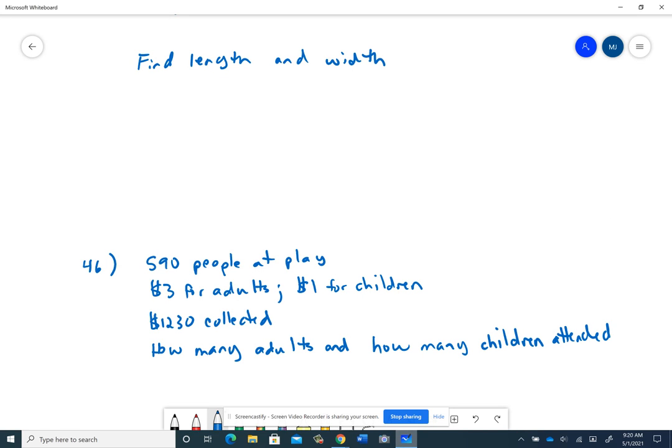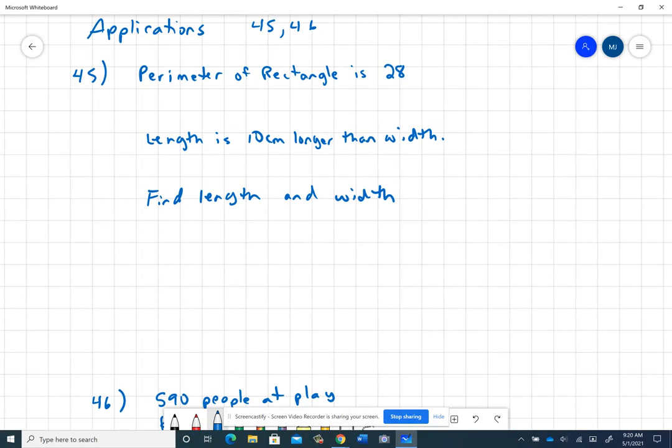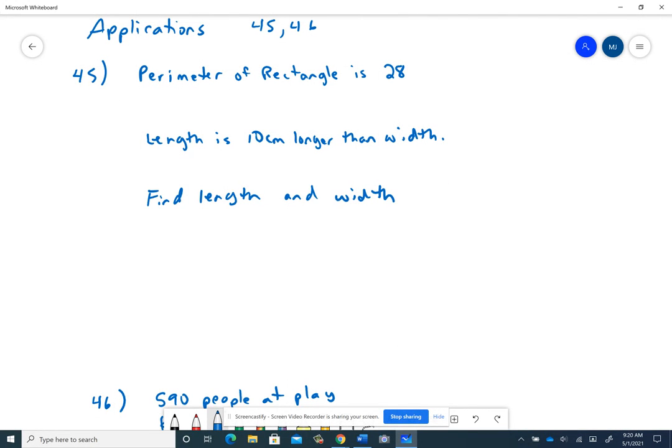Okay, so let's continue with the systems unit. We're going to be looking at the application problems, numbers 45 and 46. What you do first is just a really quick read of it. The perimeter of a rectangle is 28, length is 10 centimeters longer than the width. Find the length and width.